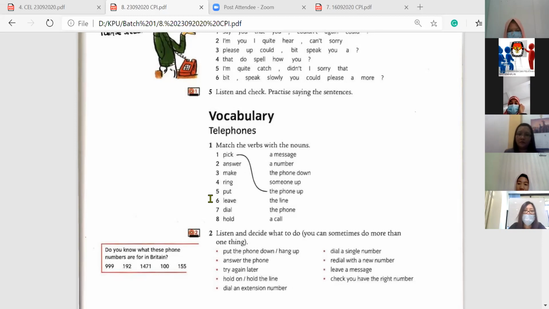6. Elizabeth is not in her office right now. If you want to leave a message, press 1. If you want to speak to someone else, please hold the line. Elizabeth is not in her office. If you want to leave a message, press 1. If you want to speak to someone else, hold the line.